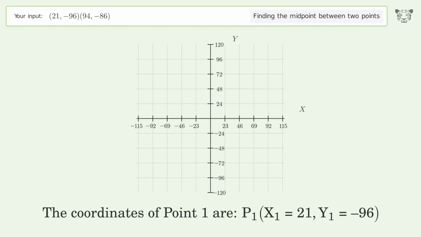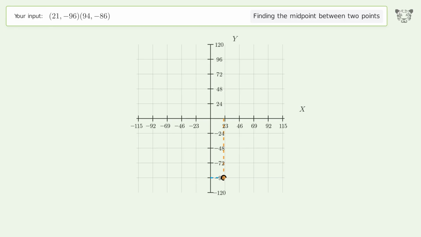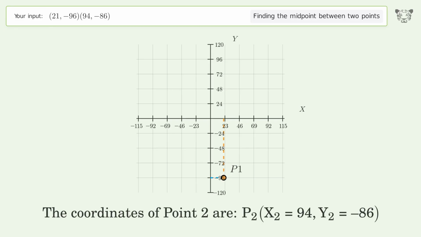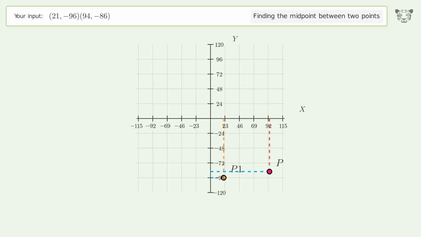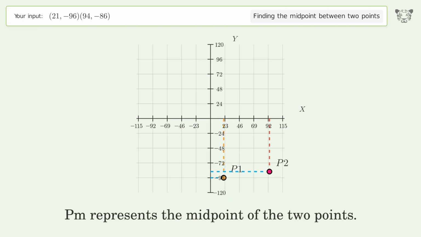The coordinates of point 1 are, x1 equals 21, y1 equals negative 96. The coordinates of point 2 are, x2 equals 94, y2 equals negative 86. PM represents the midpoint of the 2 points.